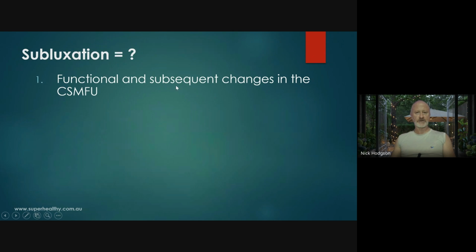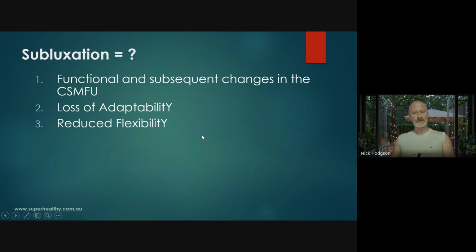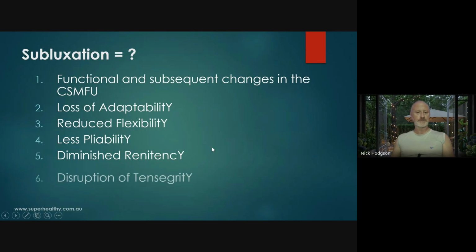So as we said, the functional and subsequent changes in the CSMFU, the craniospinal meningiofunctional unit, is the unit of the spinal system. So we can have a loss of adaptability in that system, loss of its ability to change and respond to the stresses and strains of life. We lose flexibility either locally or globally. The system becomes less pliable and elastic, it becomes harder. And it loses its resilience, its renitency. We start to get injuries, we start to get inflammation, we start to get acute flare-ups.